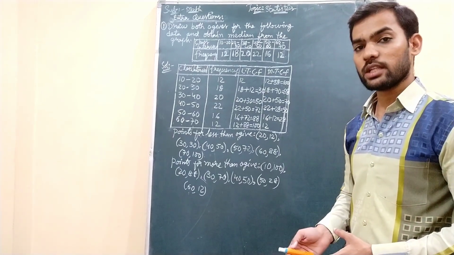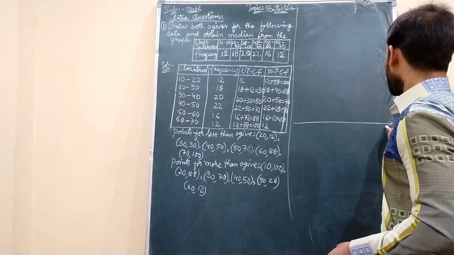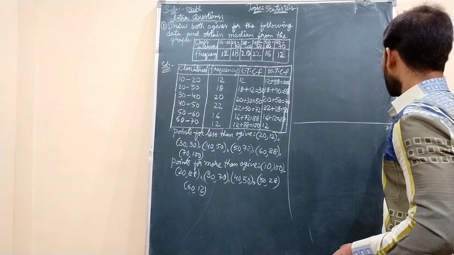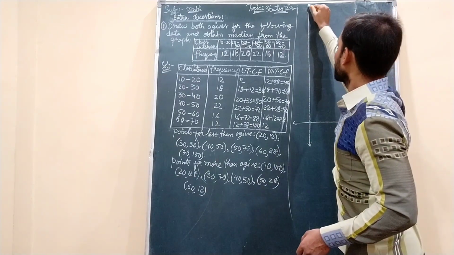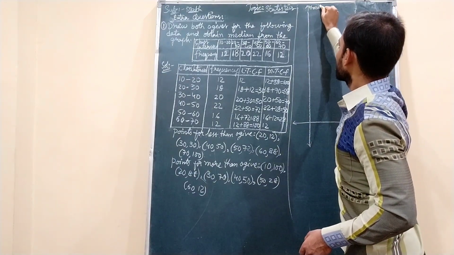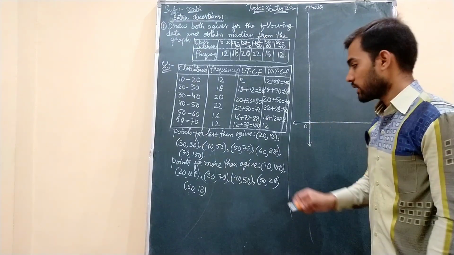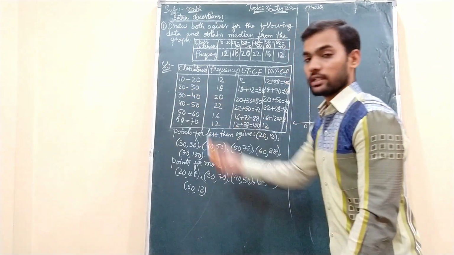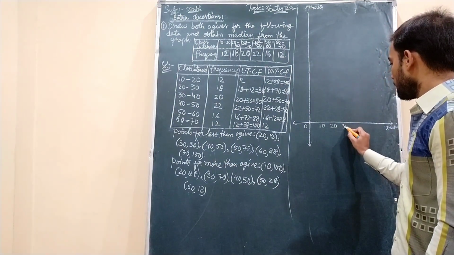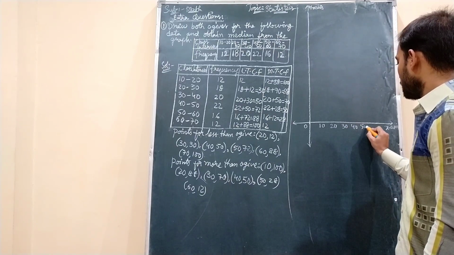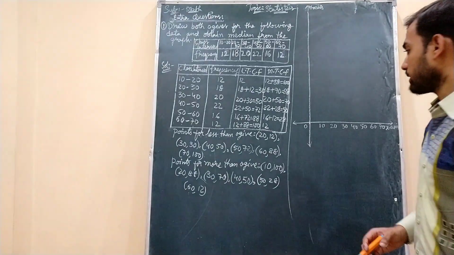So students, for ogives we need two axes. This is your x-axis, horizontal one, and the vertical one is your y-axis. At the point of intersection of both the axes, we will take 0, and then for the class intervals 10 to 20, 20 to 30, like this it is there. So 10, 20, 30, 40, 50, 60, 70, 80 also you can write, nothing happens.